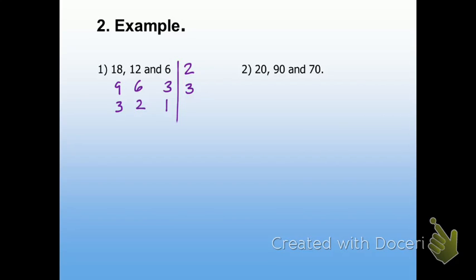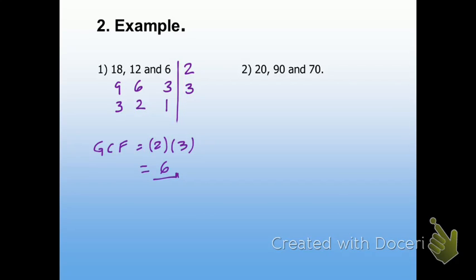So my greatest common factor of these three numbers, 18, 12, and 6, is the product of those numbers, 2 and 3. So I multiply and I find 6. The greatest common factor of 18, 12, and 6 is 6. We already said that the greatest common factor is the greatest number that can divide, in this case, 18, 12, and 6 at the same time. That means that 6 is the largest number that can divide 18, 12, and 6 at the same time. That's the answer, 6.